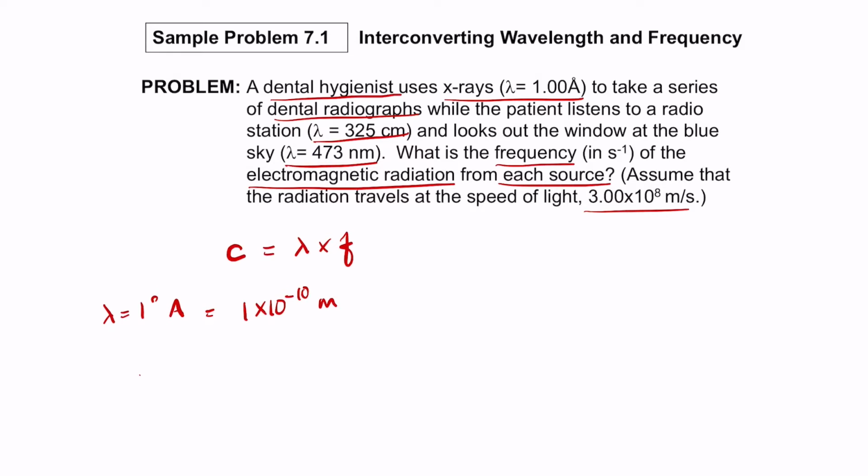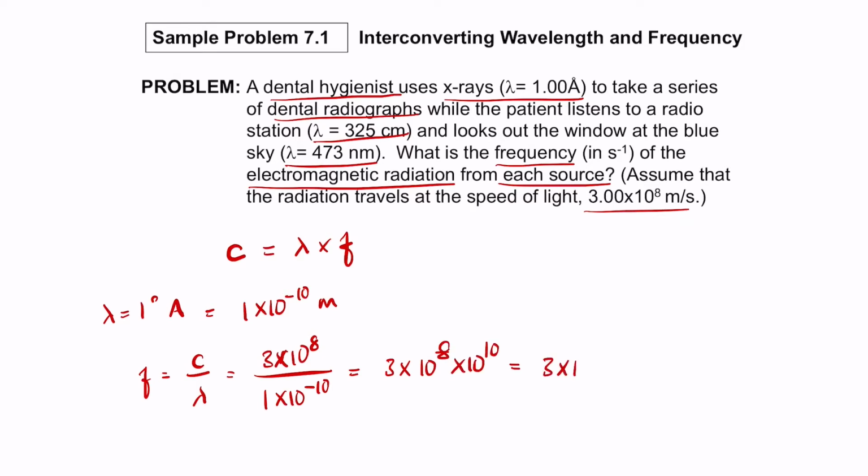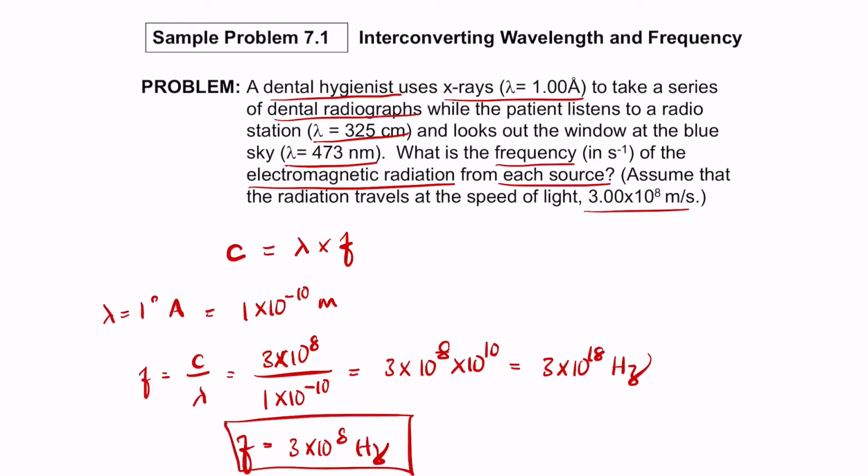Now, we know that f becomes c by lambda. c is 3 times 10 to the power 8 by lambda, which is 1 times 10 to the power negative 10. So it becomes 3 times 10 to the power 8 times 10 to the power 10, which is 3 times 10 to the power 18 hertz. So this is the frequency of the 1 angstrom light. Notice that the wavelength here is really small. That's why the frequency is really high.